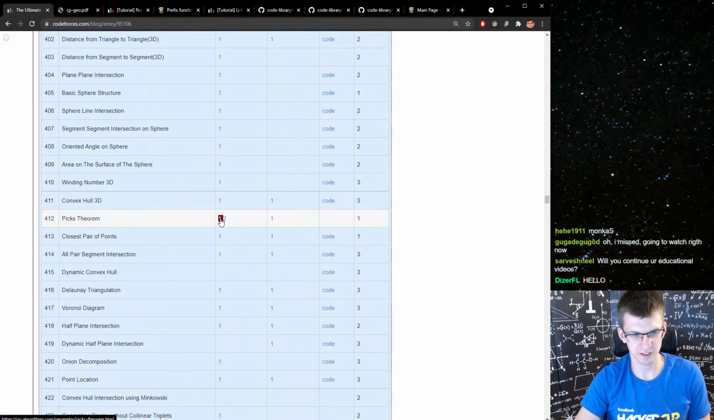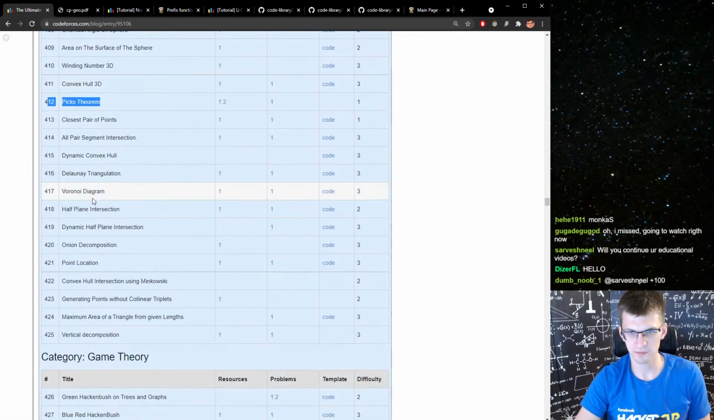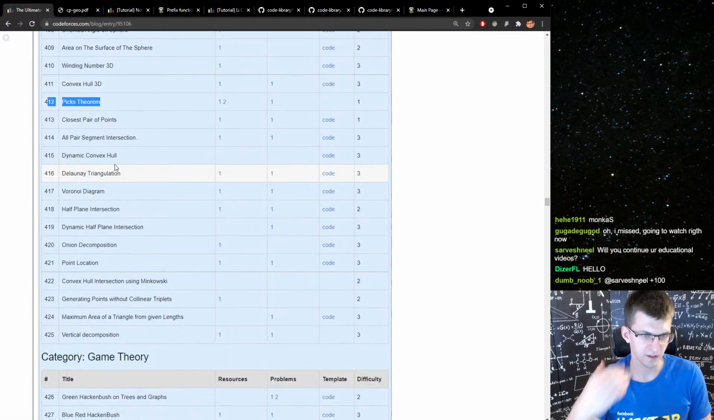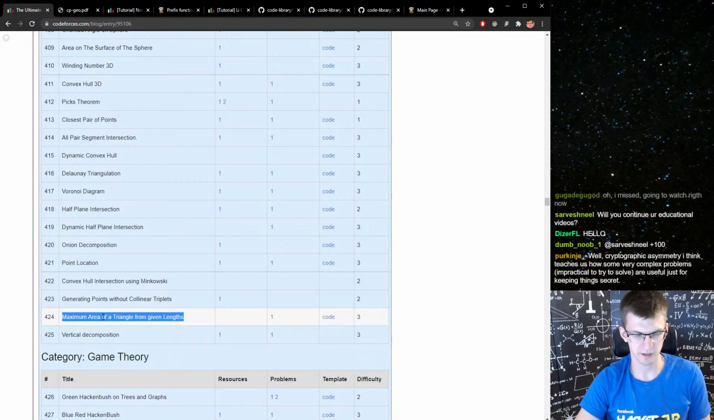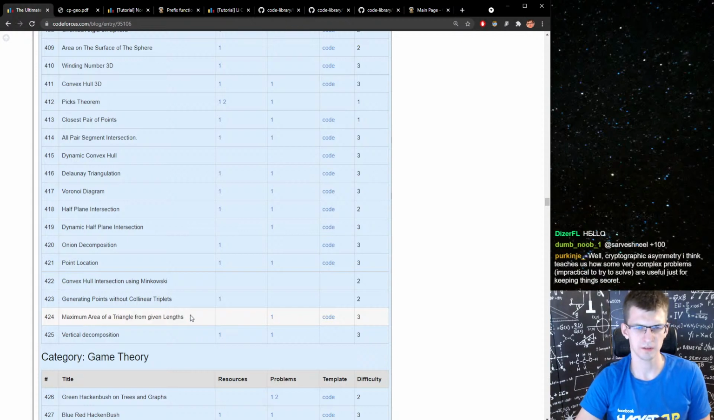And now, finally, we have some other links. Pick's theorem. It's good to know. I don't know what is vertical decomposition. Maximum area of a triangle from given lengths. Do I know that? I think it's very easy to mess this up. Given the max distance between points is very easy to mess up on a convex hull.